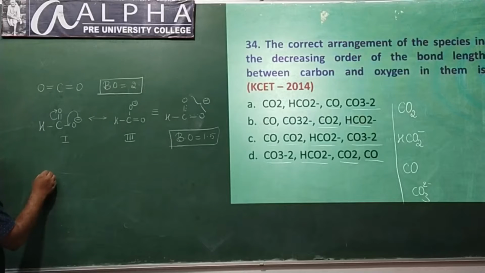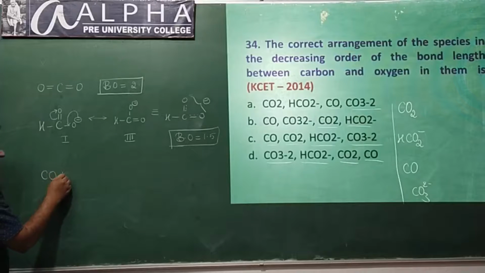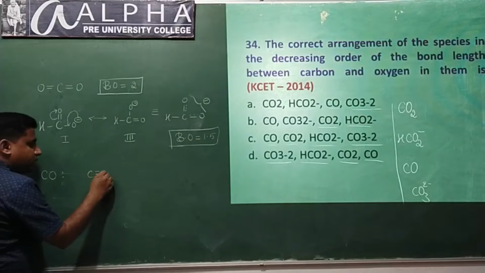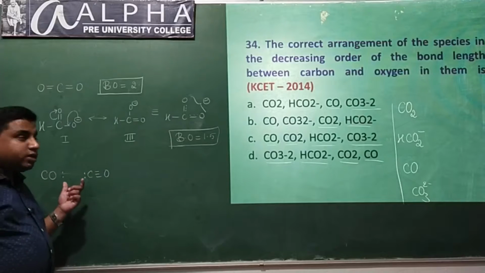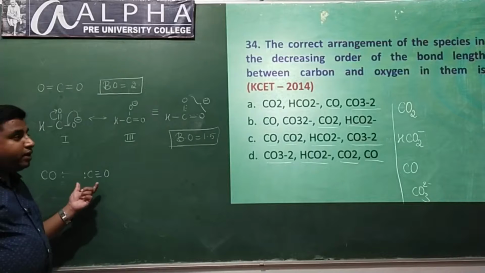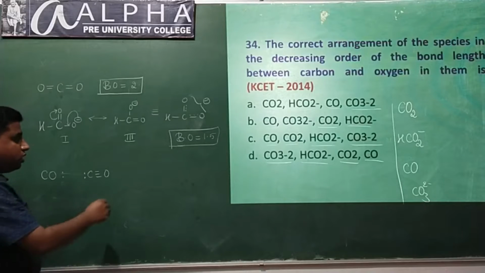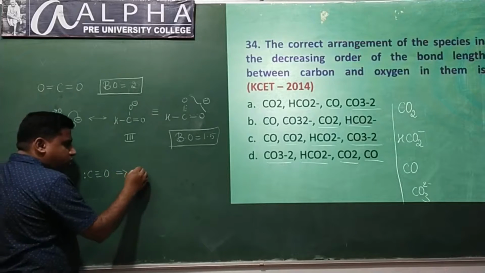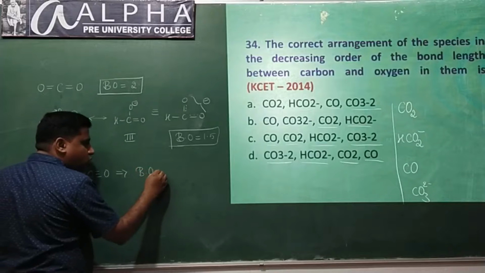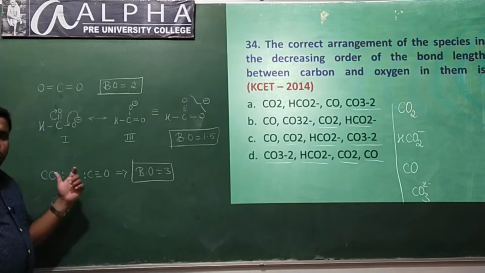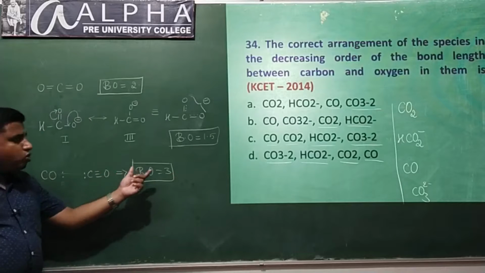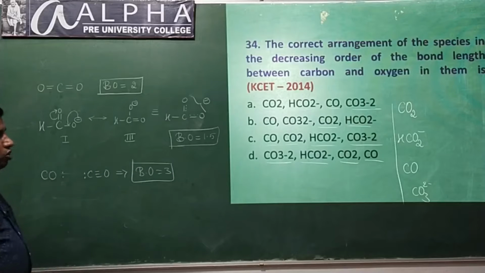So for the next species, carbon monoxide. What is the structure of carbon monoxide? Here we have a complete triple bond between carbon and oxygen. So what is the bond order? Triple bond means bond order is 3. Complete triple bond between carbon and oxygen, so therefore the bond order is 3.